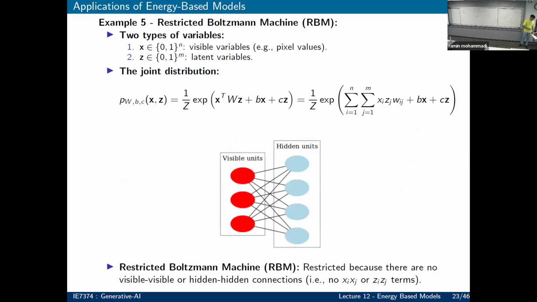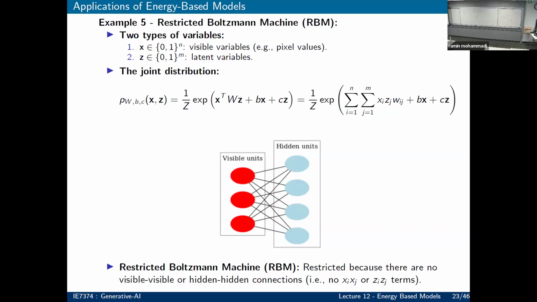Now, the next one, as the fifth example, is RBM, restricted Boltzmann machines. RBMs are actually one of the early generative models. The idea is that you have two types of variables, X and latent variables. There's this equation, with W the weights of the model, a bias for the X and a bias for the latents. This is the value that you're generating. You put an exponential and divide by Z to ensure it's normalized.